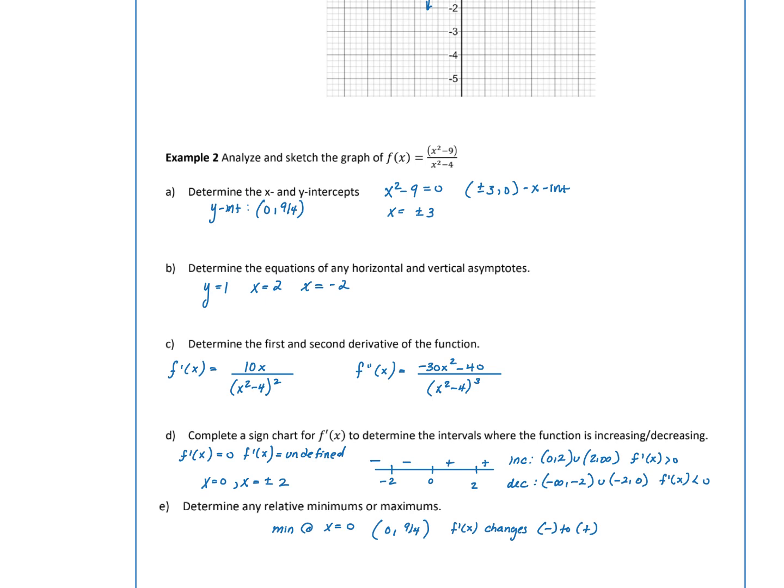Okay. All right, so I tested, this is the first derivative. So decreasing, decreasing, increasing, increasing.